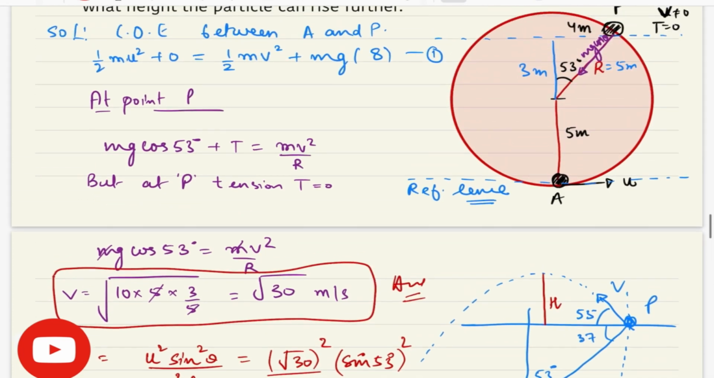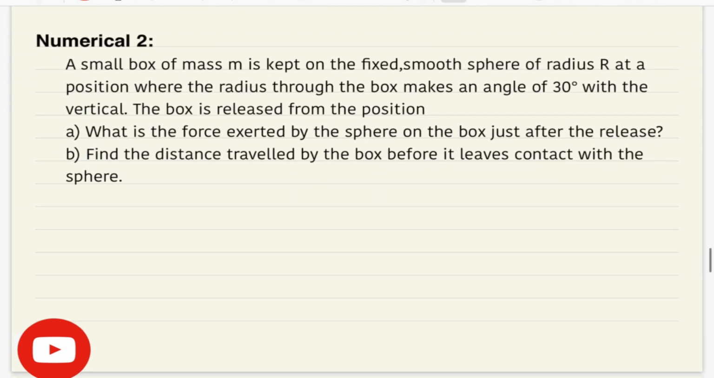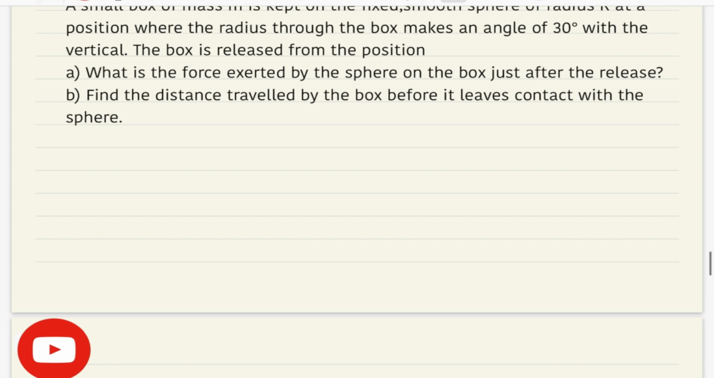Okay. Let's move to numerical number two. Numerical number two says a small box of mass m is kept on the fixed smooth sphere of radius r at a position where the radius through the box makes an angle of 30 degree. So already it is making an angle of 30 degree.